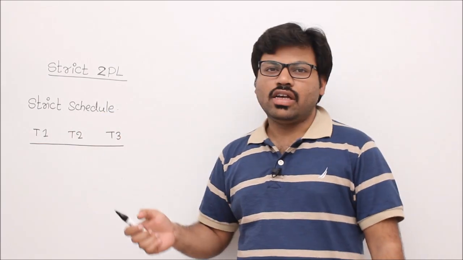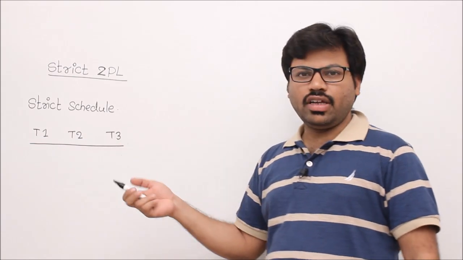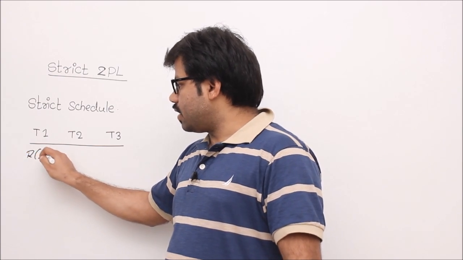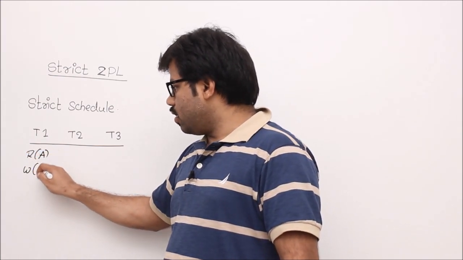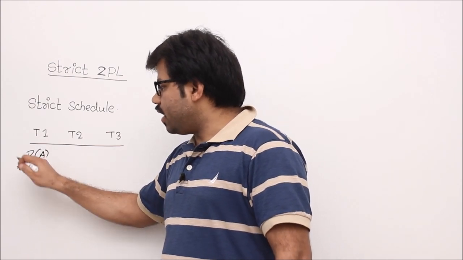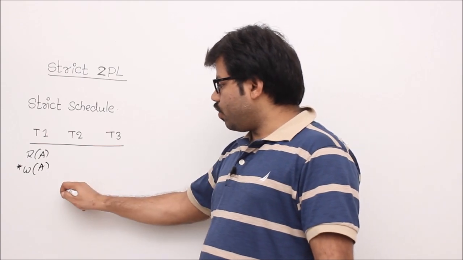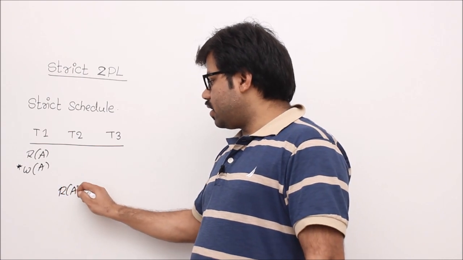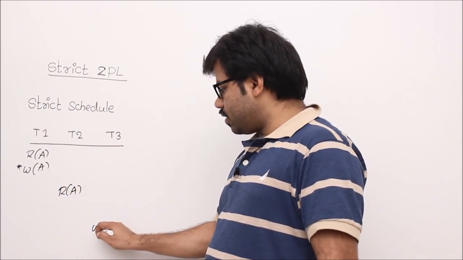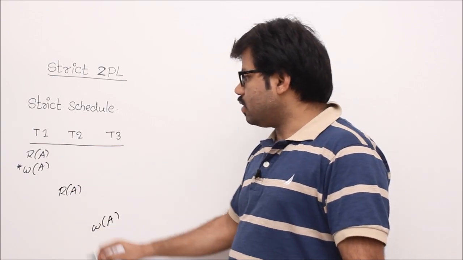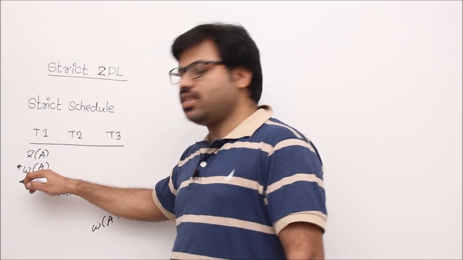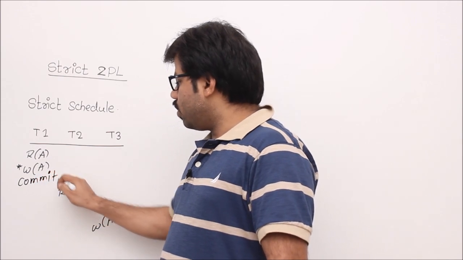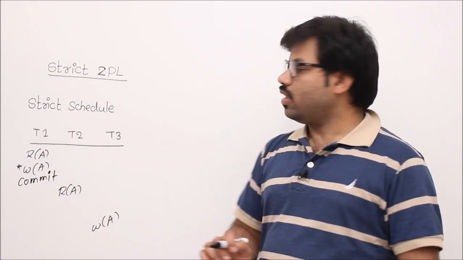So what is a strict schedule? Let's say you have some set of transactions T1, T2, T3. If T1 updates a database item A, after reading, but reading is not compulsory, this is compulsory. If T1 updates a database item A, then after that if T2 or any other transaction has a conflicting operation like read of A or write of A, whatever it is, before these operations this transaction T1 has to commit. That means T1's commit should be before T2's read or T3's write. That is called a strict schedule.